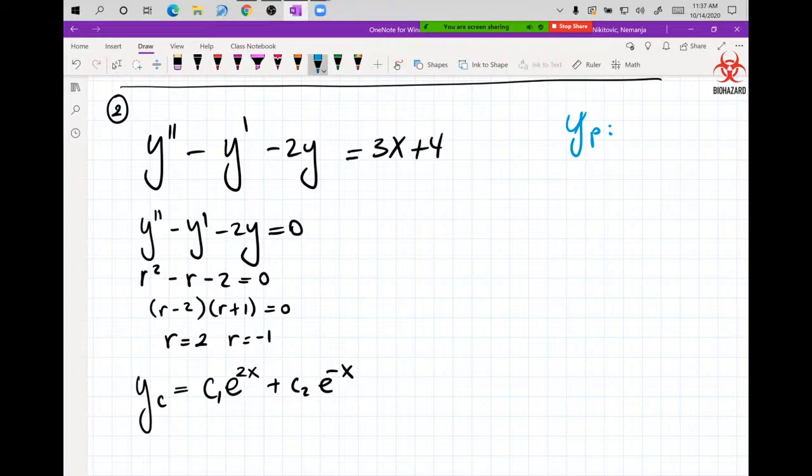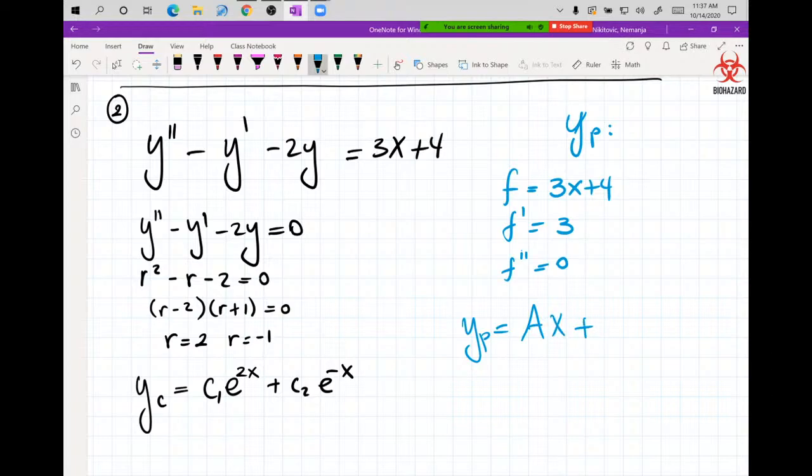Well, if you are to take a couple of the derivatives here, right? You have your 3x plus 4. That's your function. Take the derivative of that, you get 3. Take another derivative of that, you get 0. You immediately see that the form for your setup is that yp should be of the form ax plus b.